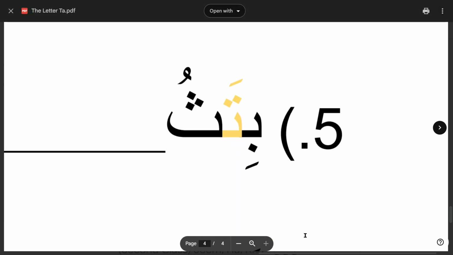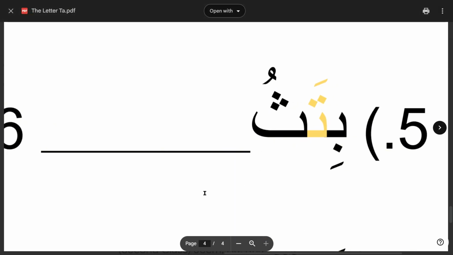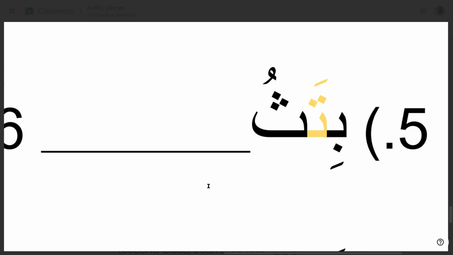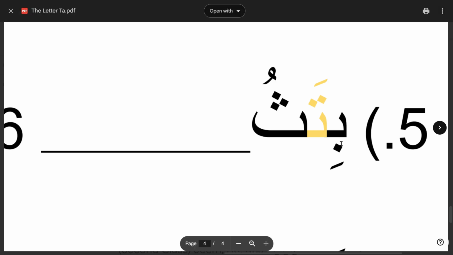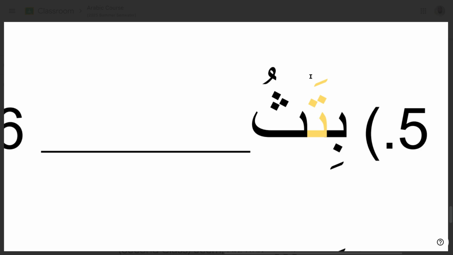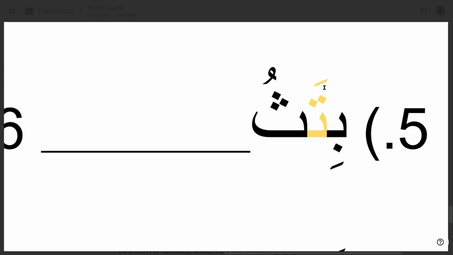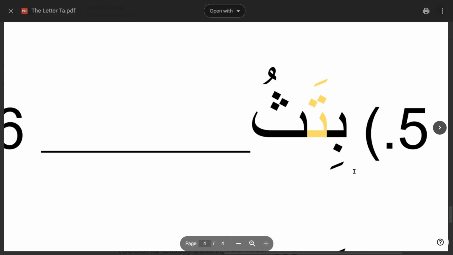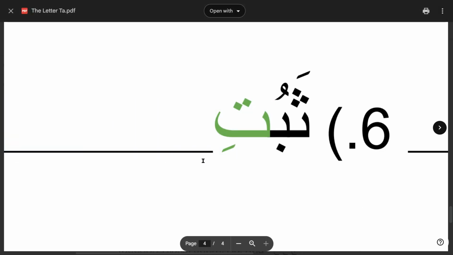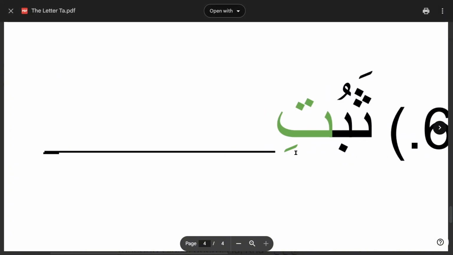Number five. Ba with the kasra, bi, ta with the fatha, ta, and tha with the dhamma, thu. So bitathu, bitathu. That's it. Good job. B-I-T-A-T-H-U, bitathu. I'm glad because we're technically reading, even though they're not real words, but we're reading.